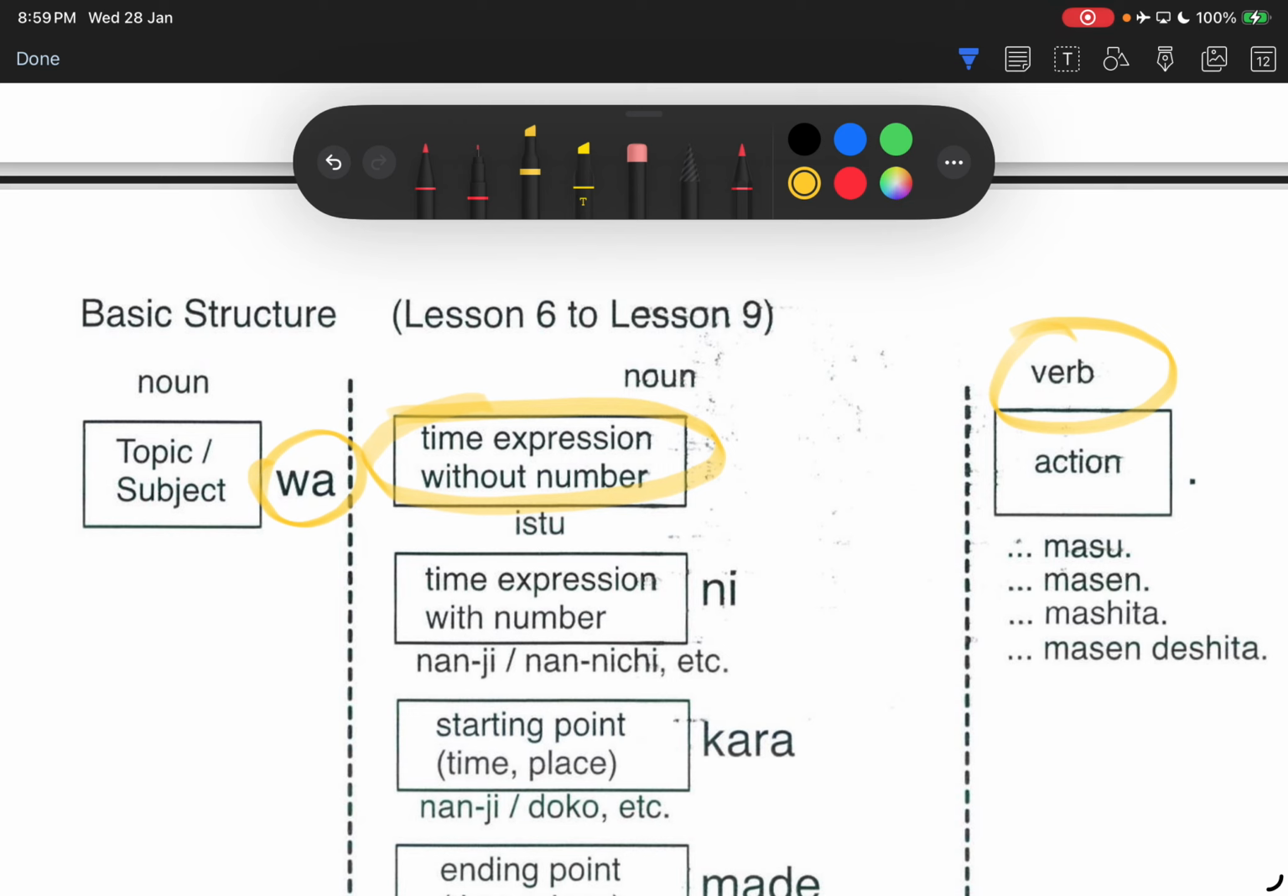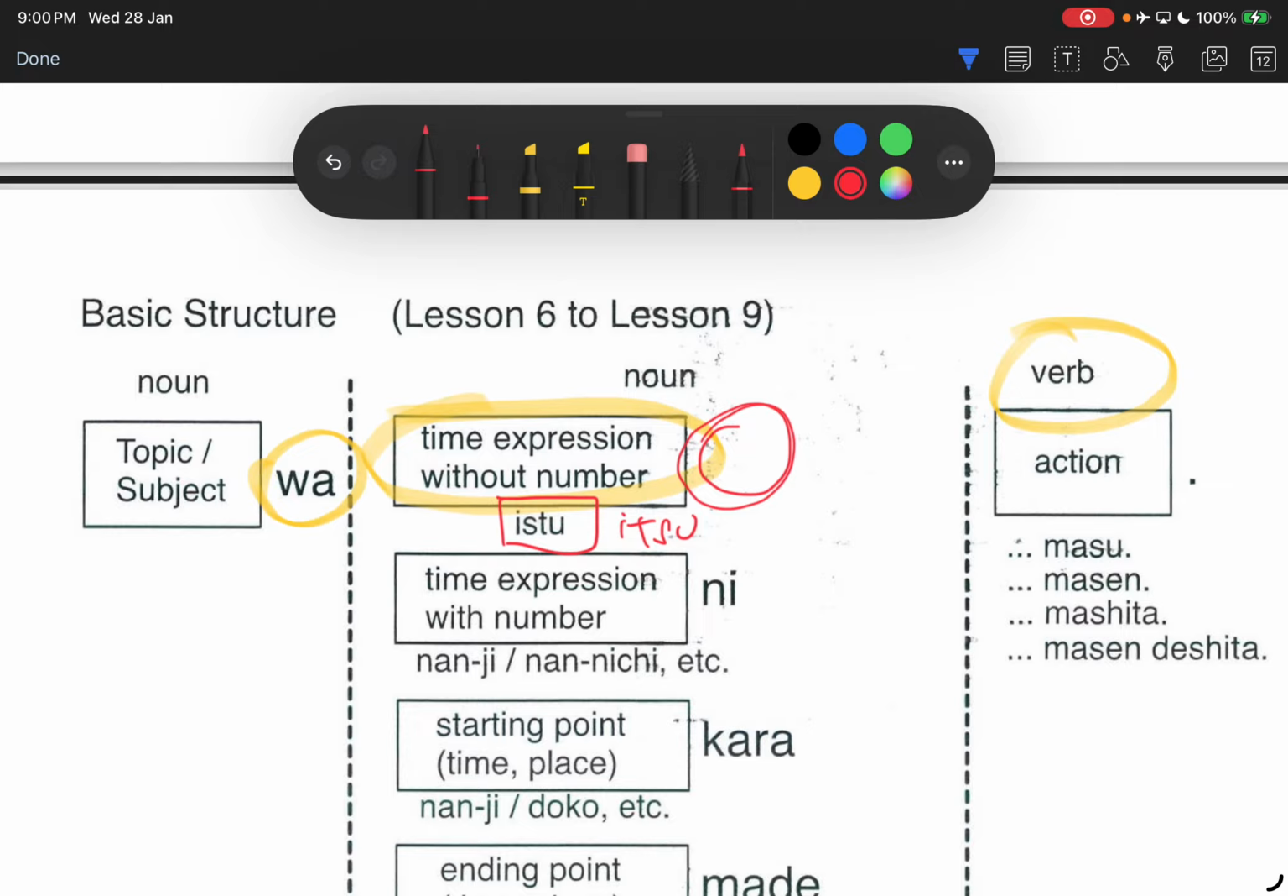Wait. That one is a question. So time expression without number, for example, kyo. I'm not talking about question yet. Time expression without number: kyo, ashita, kino, asate, mayasa. All these are things without number. So do you see that things without number have no particle behind? When there's no number, no need for a particle behind. Then the question to ask this is 一字. 一字 is when, right?